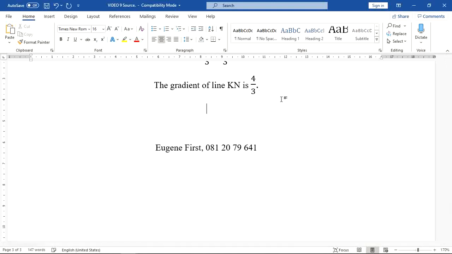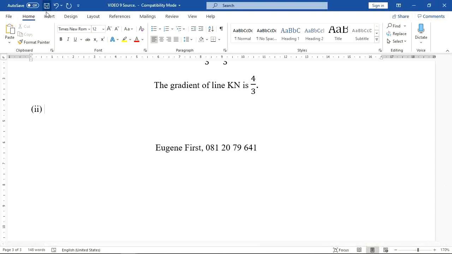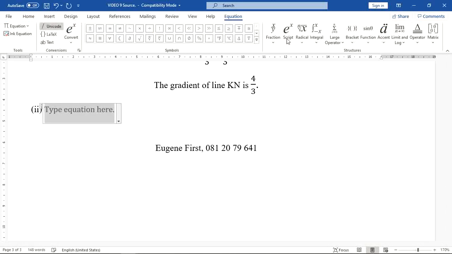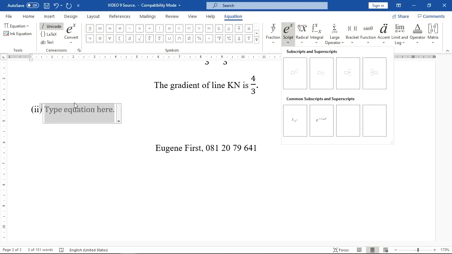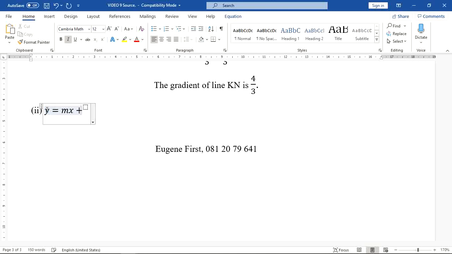Okay. So let's write it up now. Let's work on part C, Roman 2. Okay, let's make it 12 font size. All right. So the equation that we are going to work with is this one, y is equal to mx plus c. Okay, remember we have the gradient is 4/3. We have y is -1.